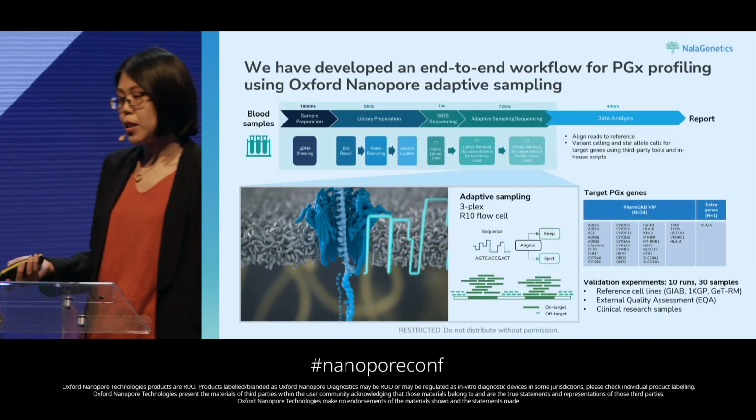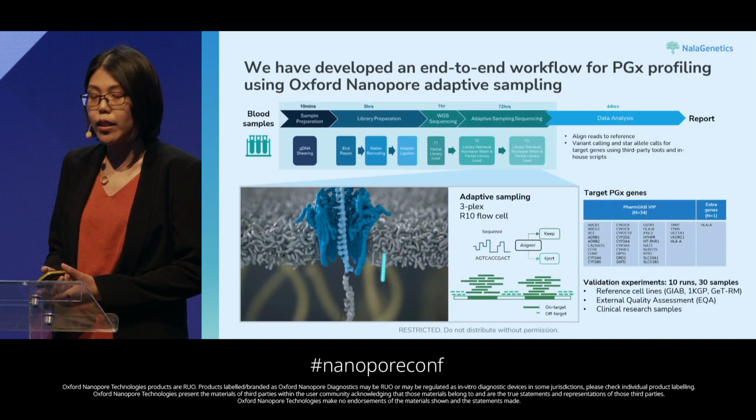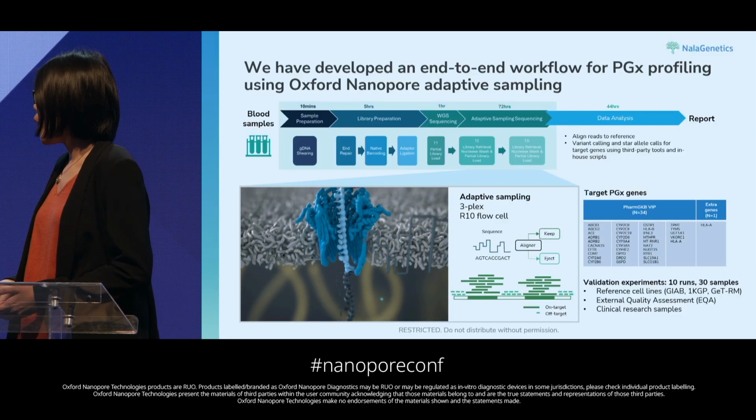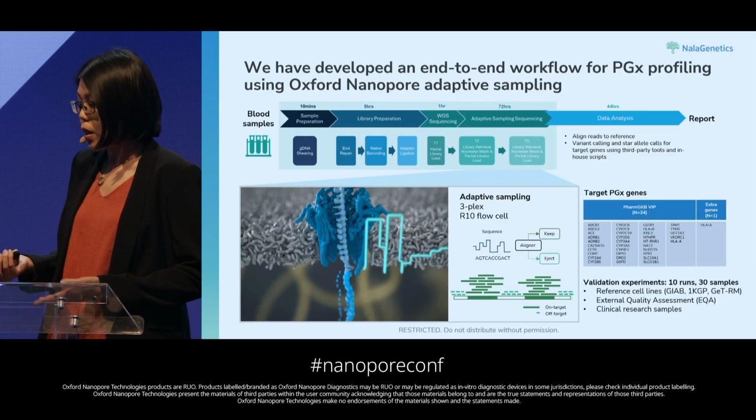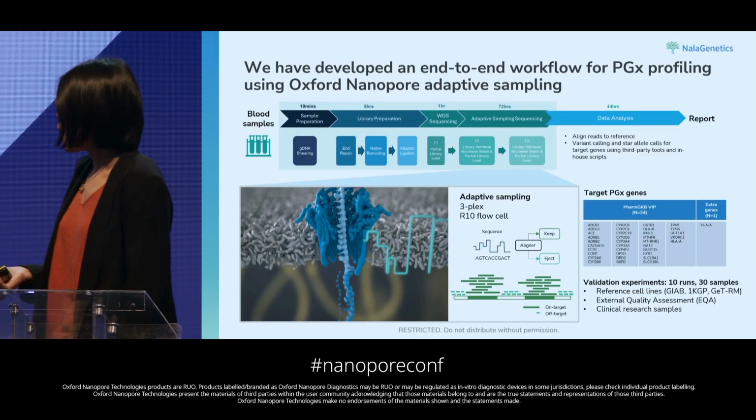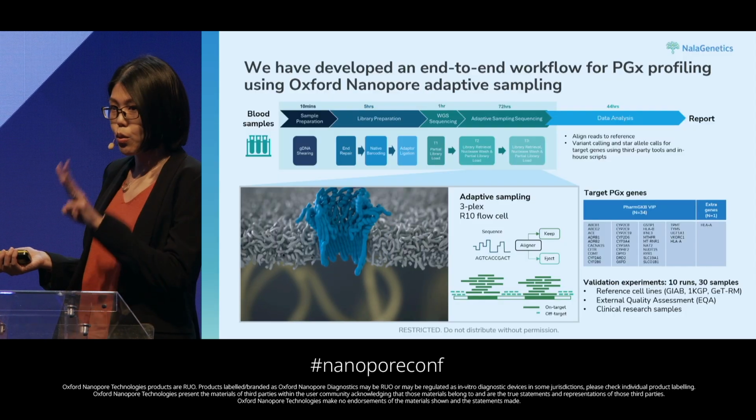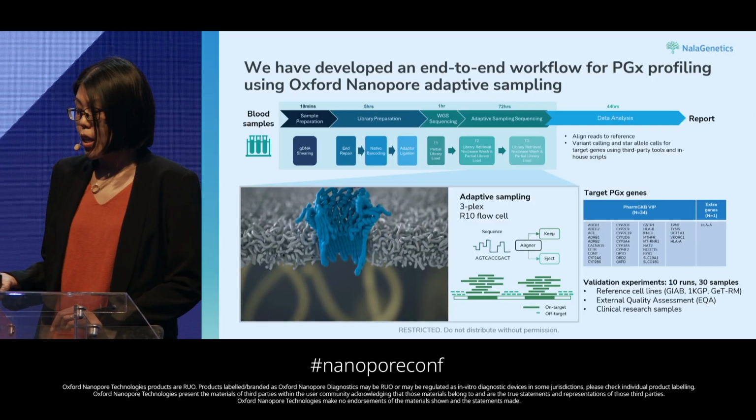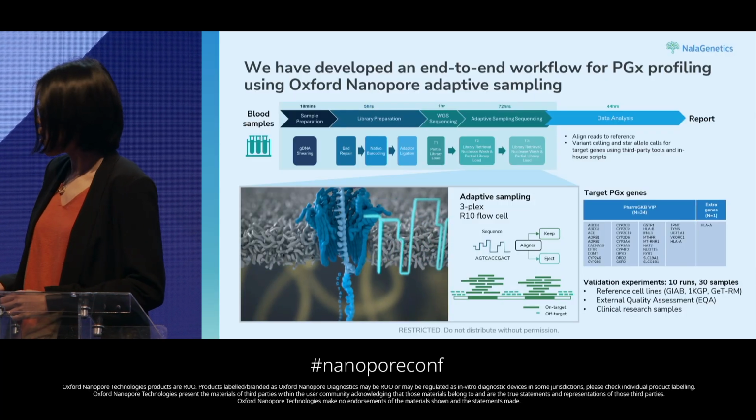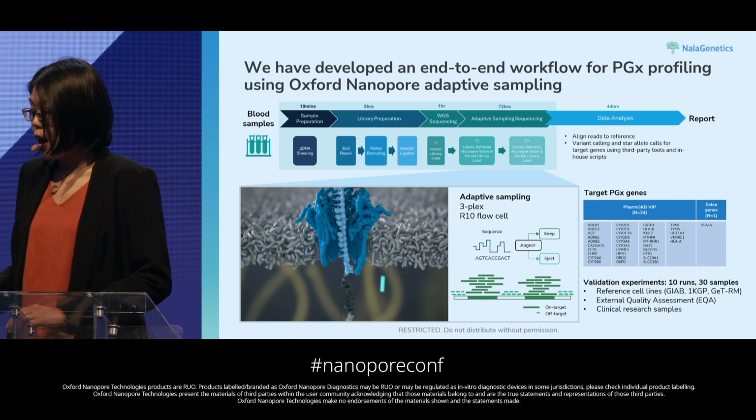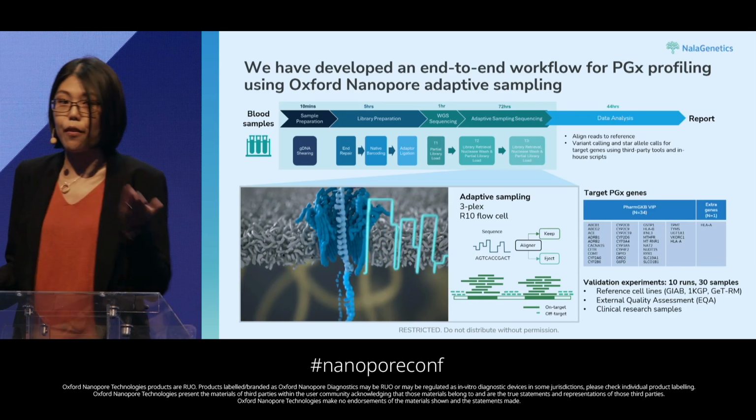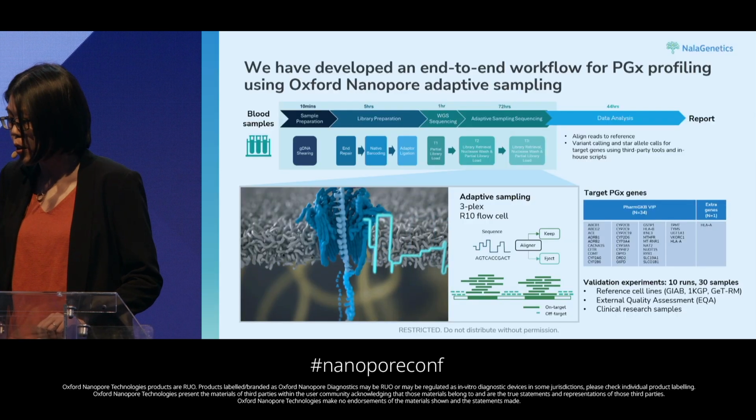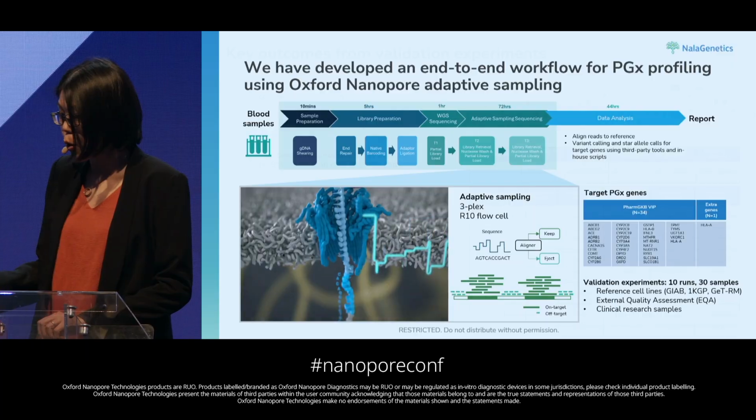So to this end, we developed this end-to-end workflow for PGX profiling using Oxford Nanopore's adaptive sampling technology. And we validated this workflow with 10 experimental runs across 30 samples. So it's run in 3-plex format using different sample types, including reference cell lines, external quality assessment cells, as well as clinical research samples that have been validated orthogonally with microarray as per the current standard of clinical testing in Singapore.